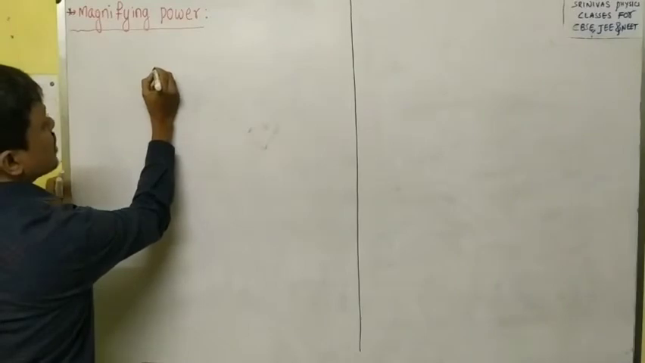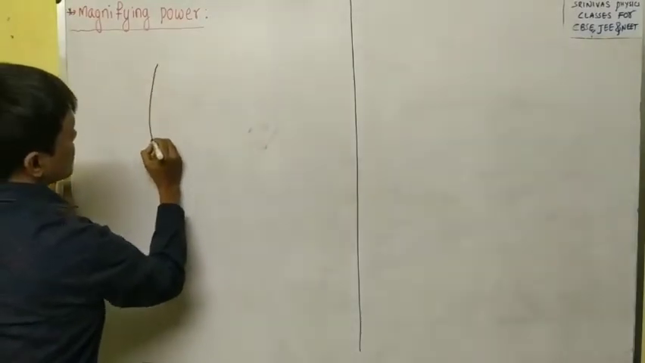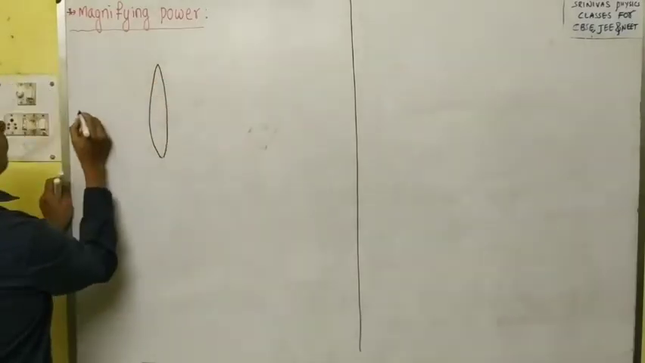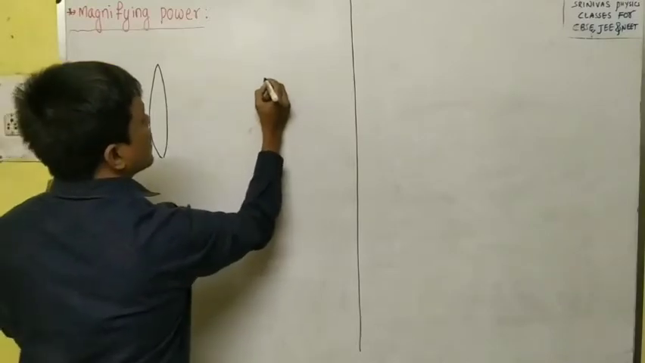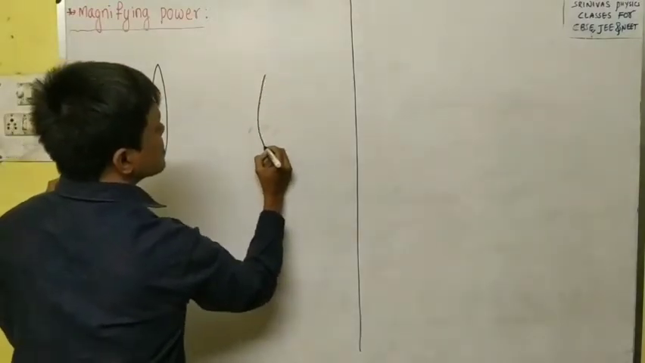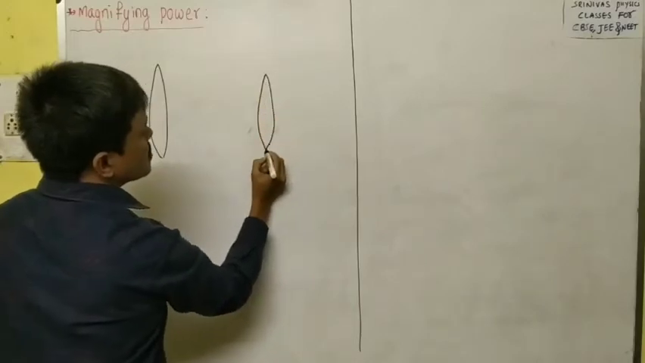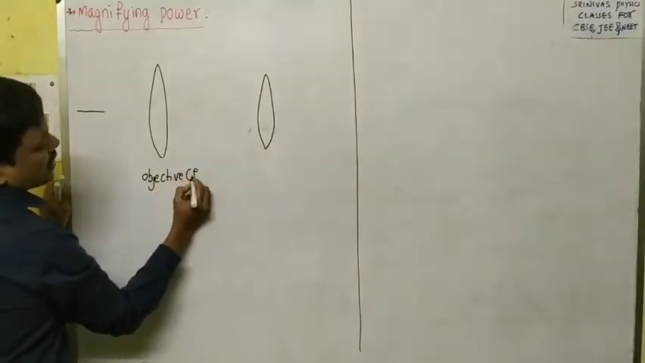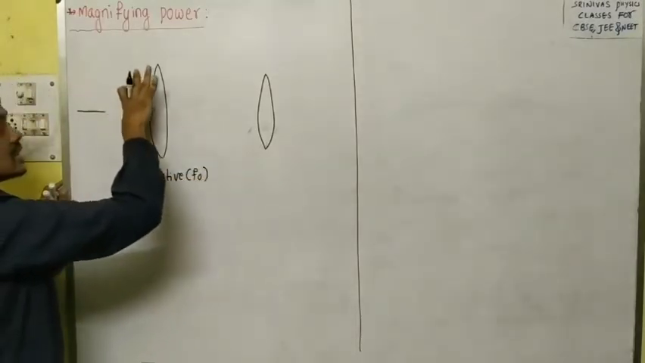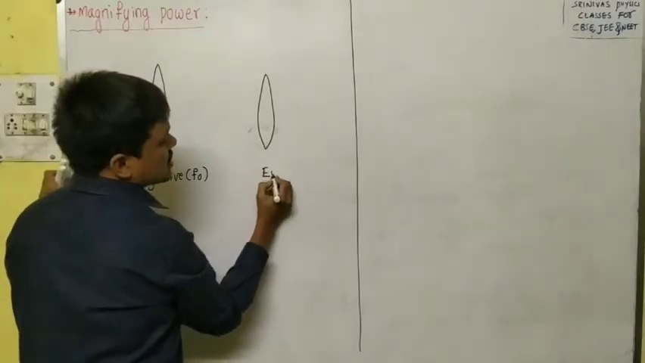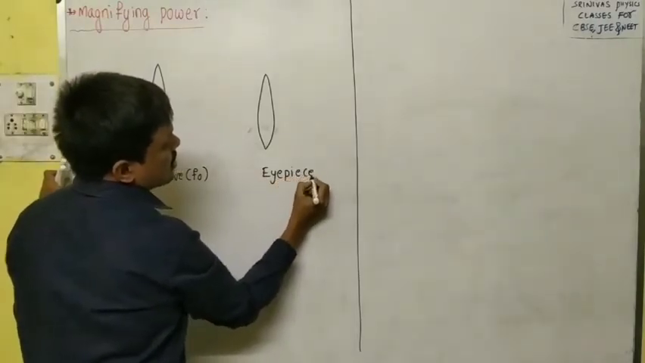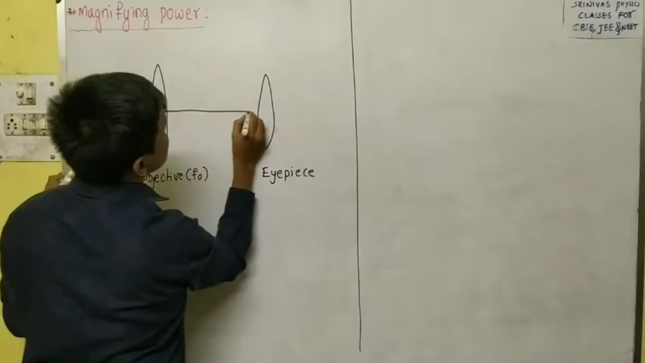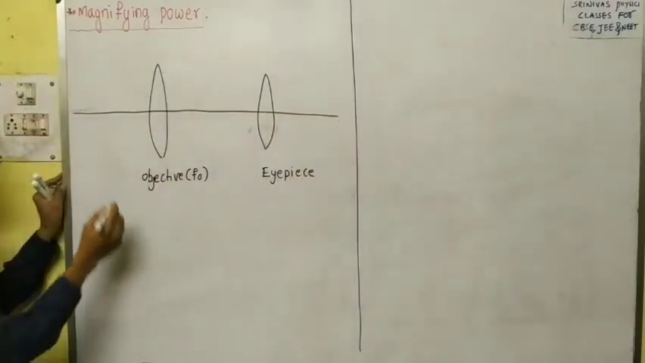Astronomical telescope consists of two lenses. This is the objective, and this is the eyepiece. You see here, the objective has the large focal length. Objective focal length is FO, and the aperture is also more, the size is also more. This is the eyepiece, and this line passing through the optical centers of the two lenses is called the principal axis.